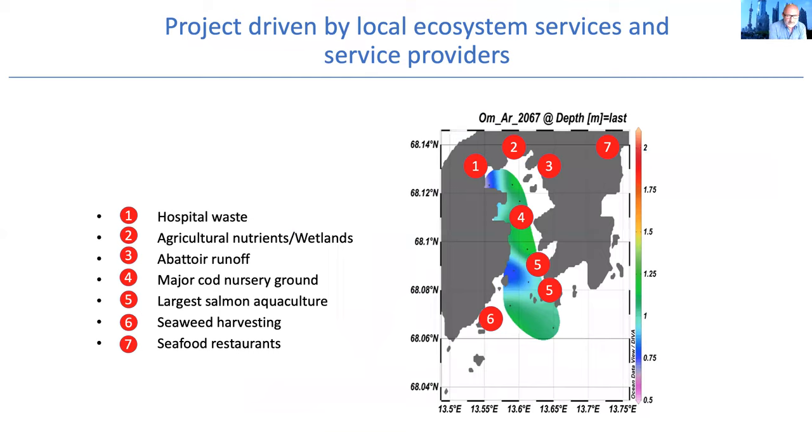So just in one particular fjord that we studied in Lofoten, there is an example of the complexity, both of the services. So a major cod nursery ground, the largest salmon aquaculture unit in Norway, seaweed harvesting, and also the users, so the seafood restaurants, etc. And we also get an understanding of very local but very important drivers of ocean acidification in this fjord: the hospital waste and the abattoir runoff and the agriculture nutrients and the use of the wetlands.